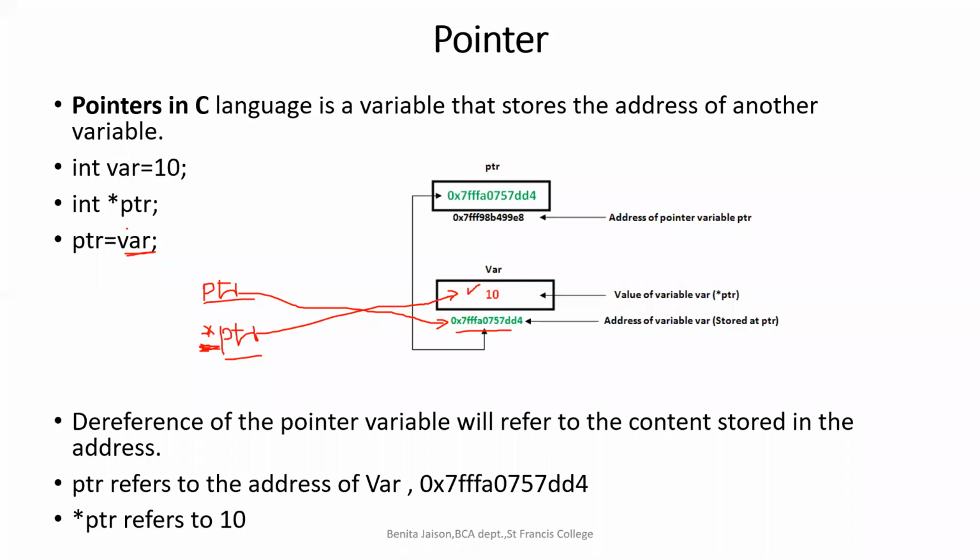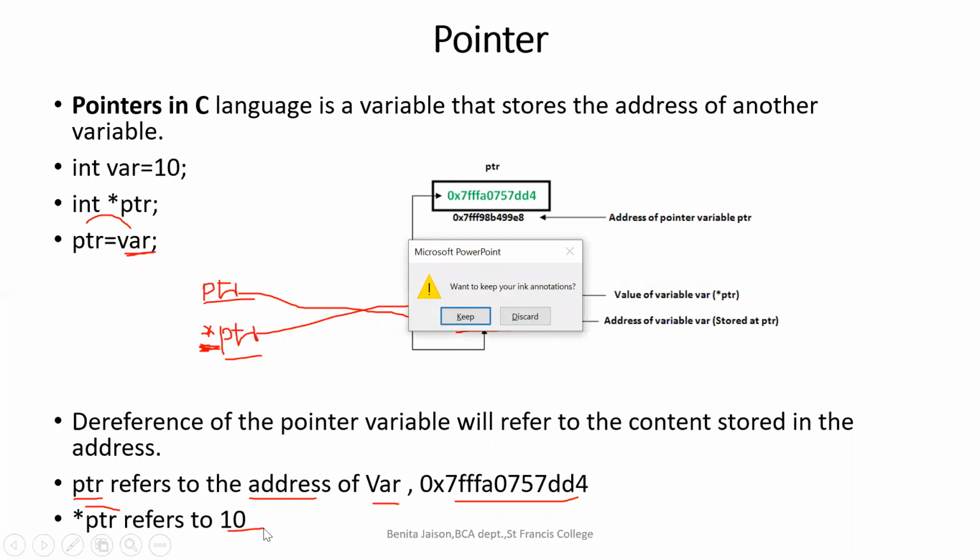var is a variable which is assigned to PTR, which means PTR will have the address of the variable var. Anyone having a doubt? Any doubt? If you have, you can ask me. So if I am just using PTR, it will refer to the address of the variable var, that is 0x this one. If I am using star PTR, listen, it refers to the value of the variable called var.